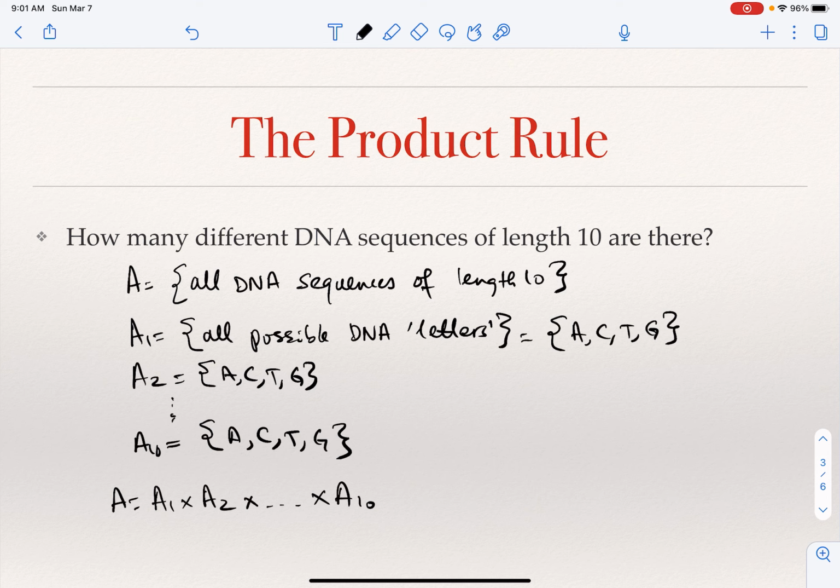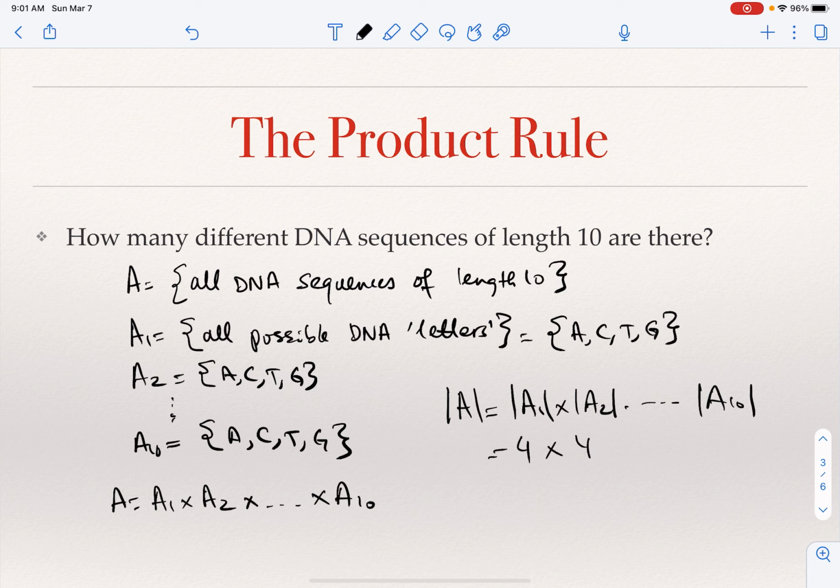So now by the product rule, I know that the cardinality of A is the cardinality of A1 times the cardinality of A2 all the way to the cardinality of A10. Now the cardinality of A1 is simple. We have four elements in it, so it's 4. The second is 4, all the way to the 10th is 4. So it's 4 to the 10th. This is the number of DNA sequences of length 10 that we can have, right?